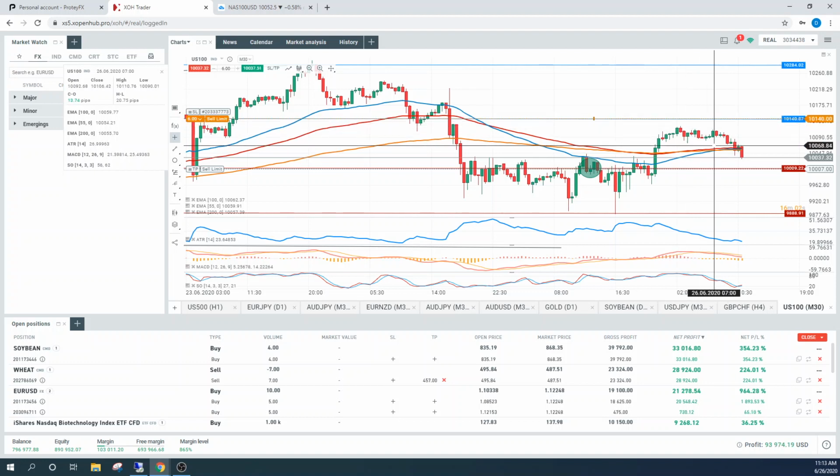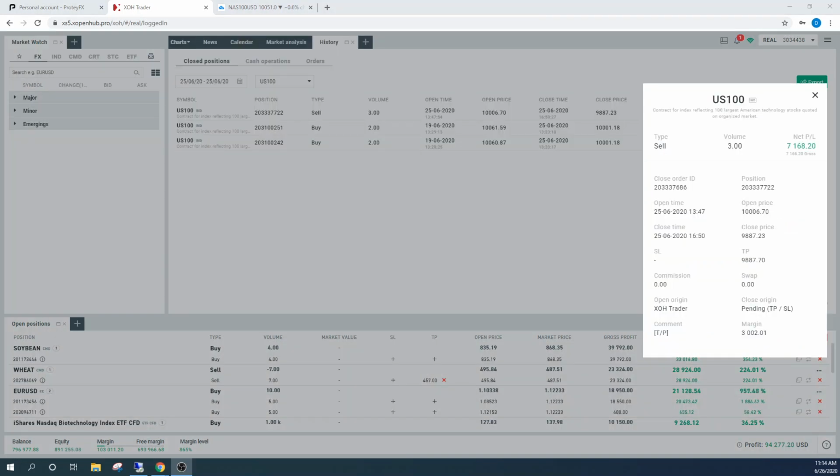So we can see now it broke all the lines, and it looks like, anyway, Nasdaq here looks for a sell, but again, one more time, it profits within a very short time period. We can see the details from the history. Our position information, you can see open time one more time, 13:47. Close time, you can see 16:50, just approximately 3 hours later.